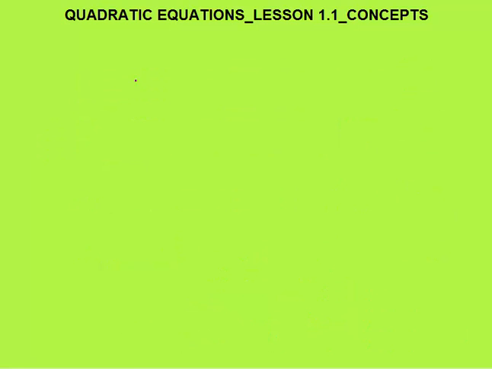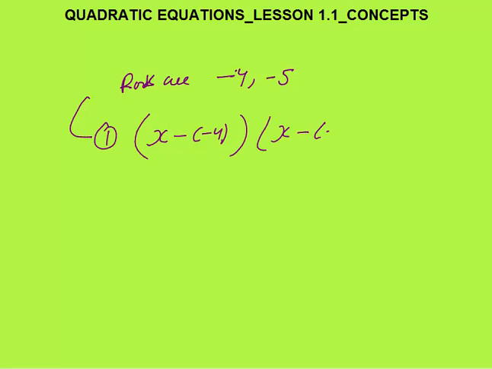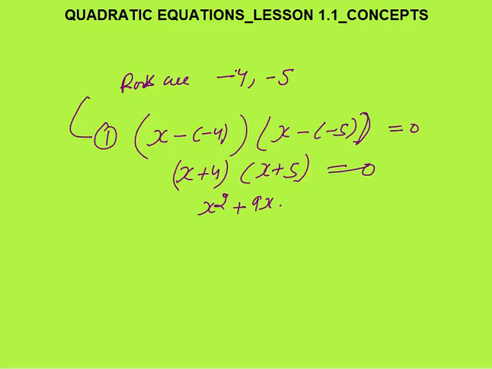One more example from roots to equation. Let's say roots are given to you: minus 4 and minus 5. What will be the equation? One method is x minus minus 4. You have to subtract, x minus alpha, where alpha is minus 4, into x minus minus 5, x minus beta, equals to 0. You will get x plus 4 into x plus 5 equals to 0. That is x square plus 9x plus 20 equals to 0. This is one method.